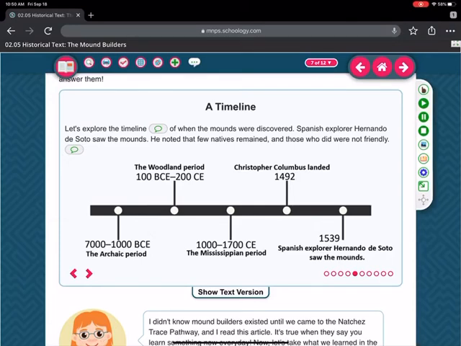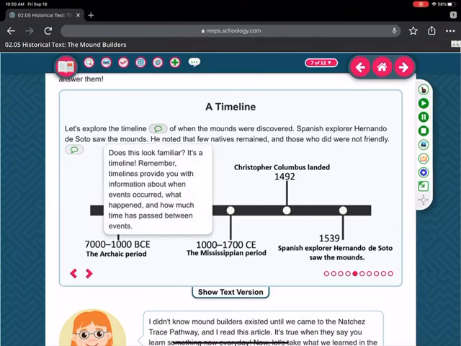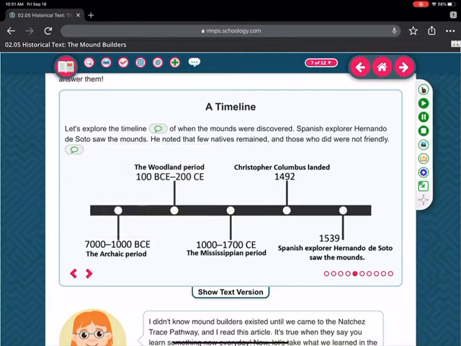A timeline. Let's explore the timeline of when the mounds were discovered. So look at this. Does this look familiar? It's a timeline. Remember that timelines provide you with information about when events occurred, what happened, and how much time has passed between them, okay? So we know as the line goes on, it gets closer to the present day, so it gets closer to now times. The further on the left we go, so towards the beginning of the line, is going to be further back in time.